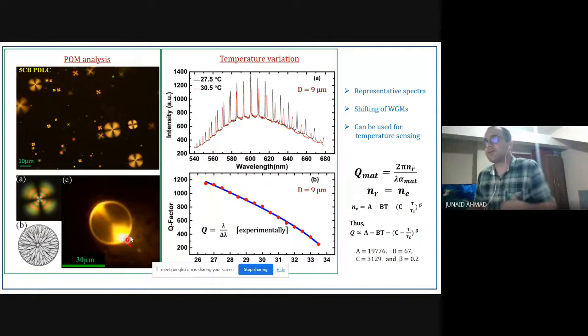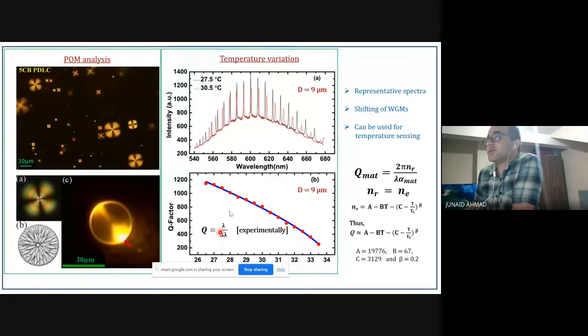Next, we focus on a single droplet and illuminate at its edge. This is the illuminated edge where we focus the laser light, and these whispering gallery mode resonances are excited and get circulated within the droplet. We record the whispering gallery mode spectrum corresponding to different temperatures, as shown here, 27.5 and 30.5. These correspond to the red and black spectra. You could easily point out that a shift has taken place at the two temperatures, which suggests temperature sensing by these droplets.